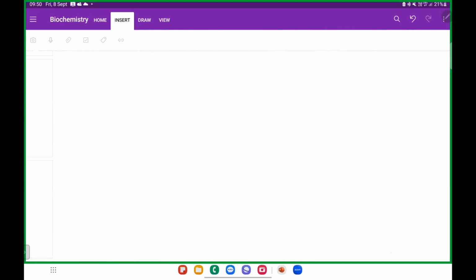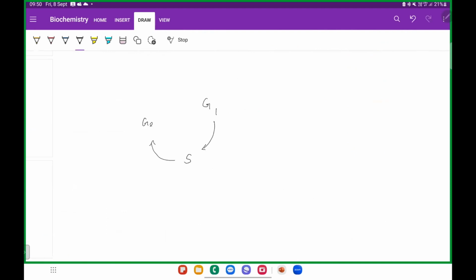I hope you all remember, you have a cell cycle like this: G1 phase, S phase, then G2 phase, then M phase. This again moves into G1 phase. You have three arrests. There can be an arrest at G1, called the G1 arrest. There can be an arrest at this other point, the G2 arrest, and there can be an arrest at the M stage.